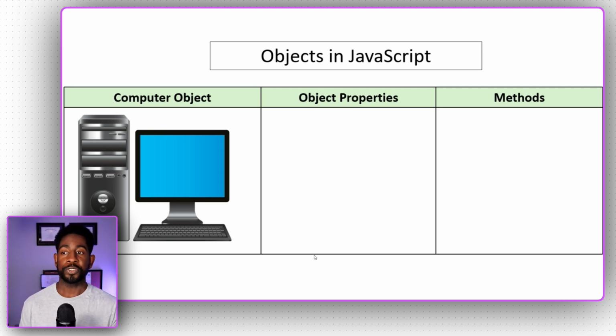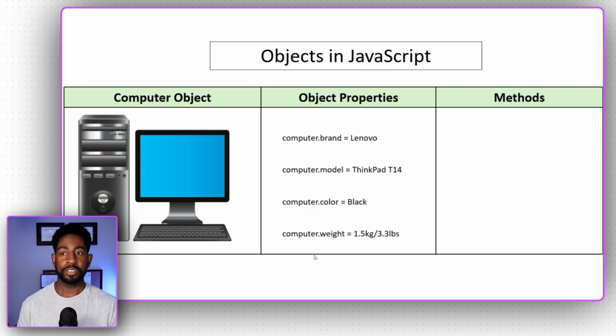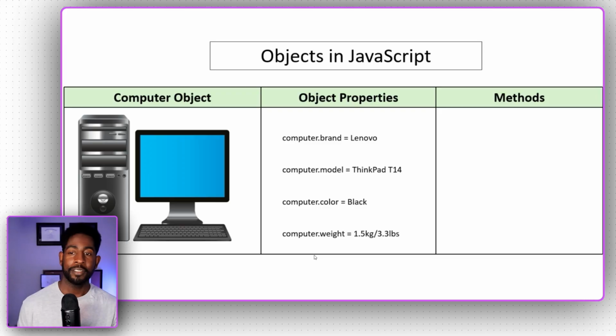So in this case, we'll say the computer object, right? And so the computer object properties, we'll say the brand is Lenovo. It was not sponsored by Lenovo, but for the sake of this video, the brand is Lenovo. The computer model is ThinkPad, the T14, one of those good old ThinkPad laptops. The computer color, we'll say in this case, is black, and the computer weight, 1.5 kg or 3.3 pounds.